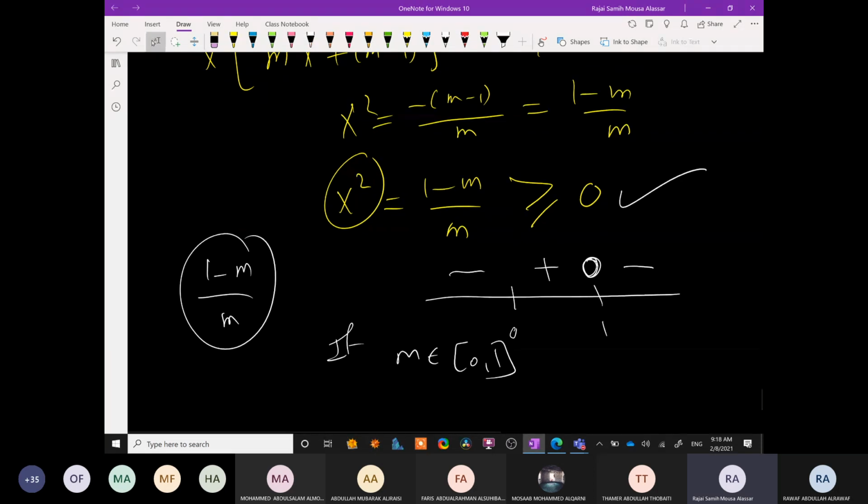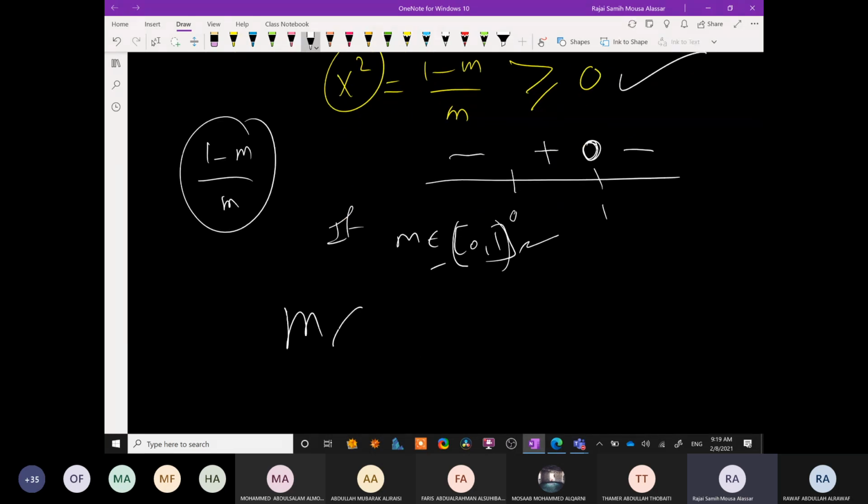At 0, you will only have the 0 solution. So actually, you need m to be in the open interval from 0 to 1, because otherwise they will not enclose the region. The region is going to be 0 at the end points here. So if m belongs to the interval from 0 to 1, then yes, we have a region. Otherwise, we will not have a region.